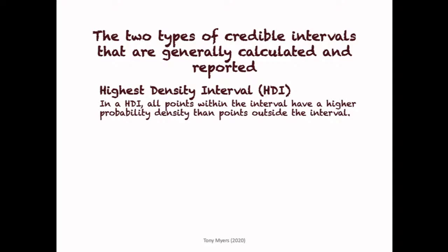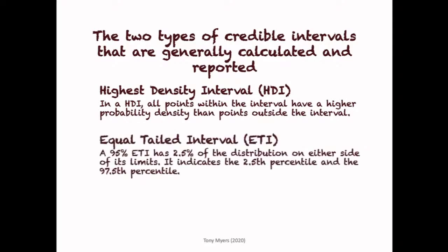And that can be important, particularly when we're looking at skewed distributions, because we will get differences. The other type of interval is probably the one you're more familiar with, in terms of a traditional confidence interval, the way it's described at least. So this is an equal-tailed interval, depending on what sort of percentage you talk about. So if we're talking about a 95% equal-tailed interval, or ETI, there's 2.5% of the distribution on either side of its limits. Let's take a look at what that looks like and how they differ when we've got a skewed distribution.